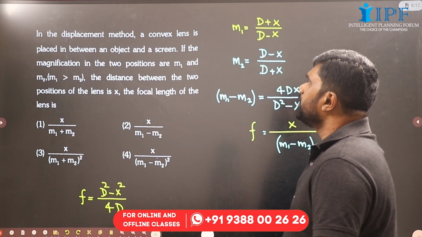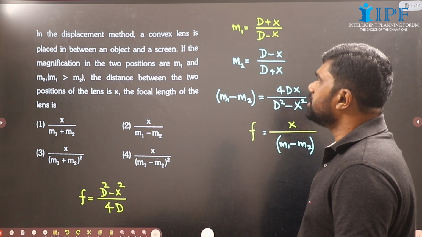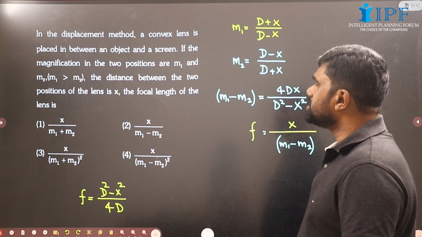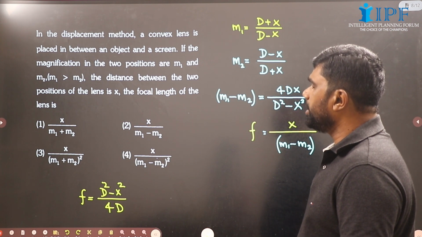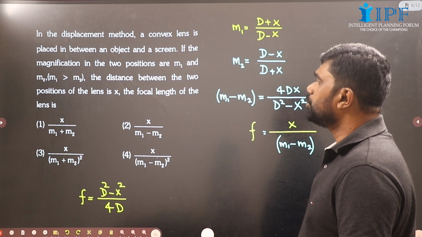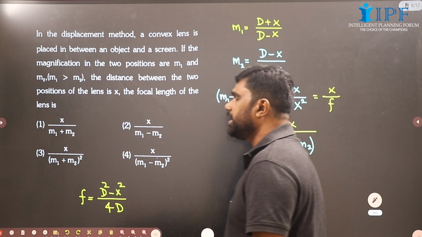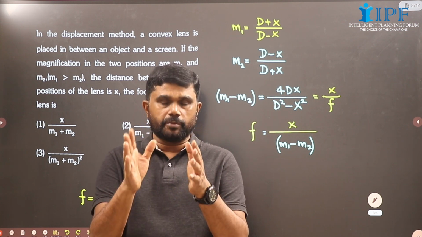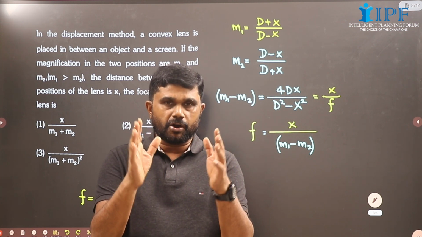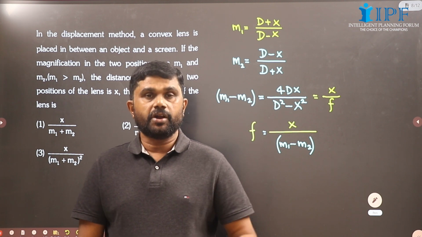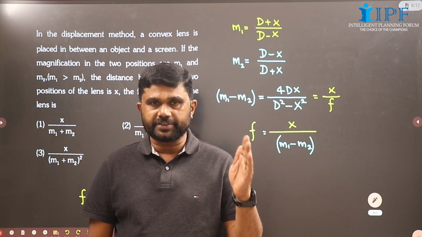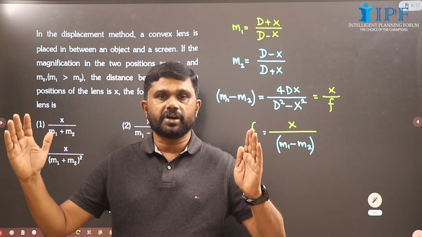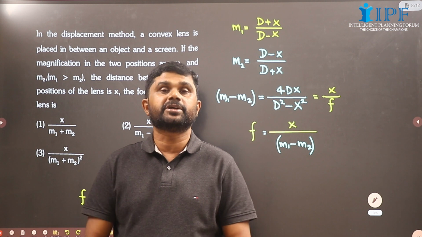Now in the displacement method, a convex lens is placed in between an object and a screen. If the magnifications in the two positions are M1 and M2, M1 greater than M2, and the distance between the two positions of the lens is X, the focal length of the lens is? Now see, the minimum distance between an object and its real image formed by a convex lens is 4f. When the object is placed at 2f on one side of the lens, the image will be formed at 2f on the other side. This is the case where the distance between object and its real image is minimum.